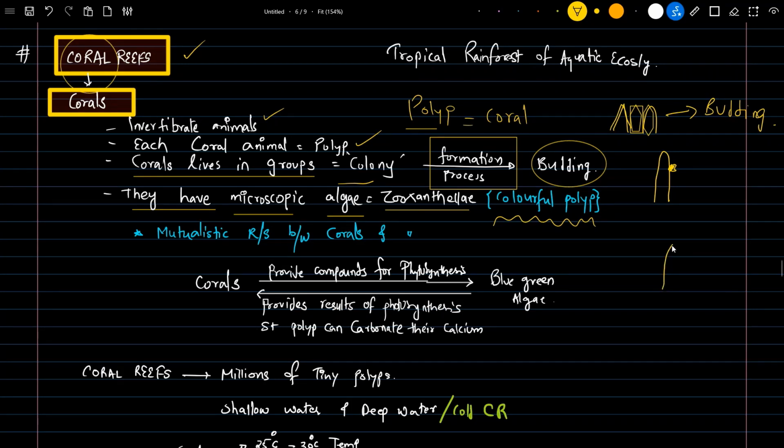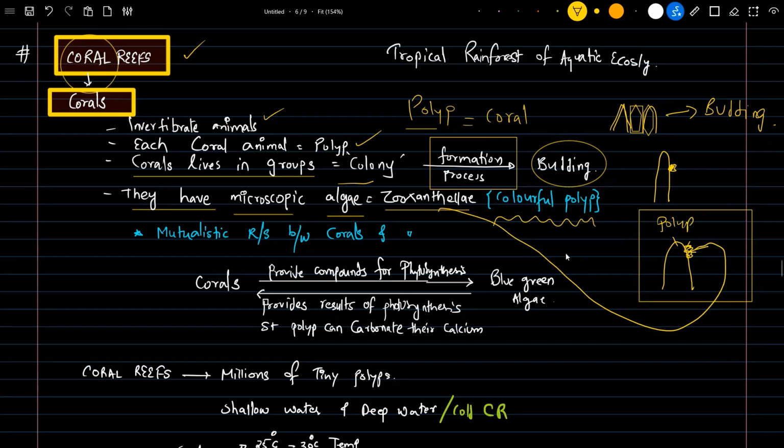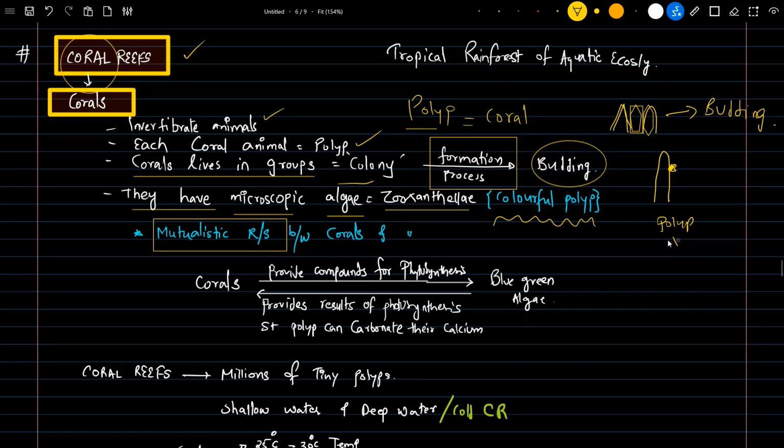So it is in this way. This is, let's say, the polyp, and on this there will be the presence of this blue-green algae. This blue-green algae will be present here, and this gives colorfulness to the coral. Next, between this zooxanthellae and coral, there will be a mutualistic relationship. So let's understand this relationship. This is coral and this is the blue-green algae, which is zooxanthellae.